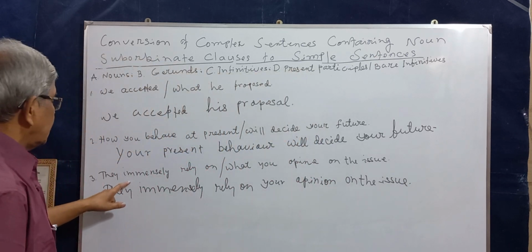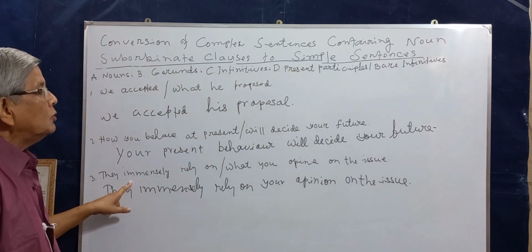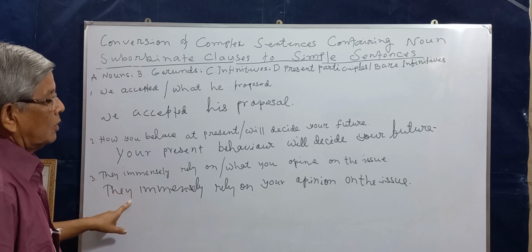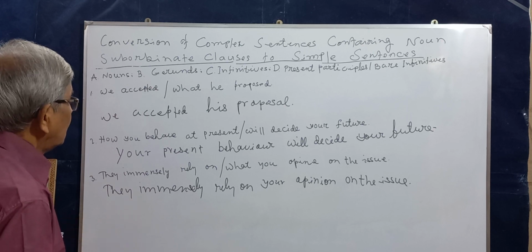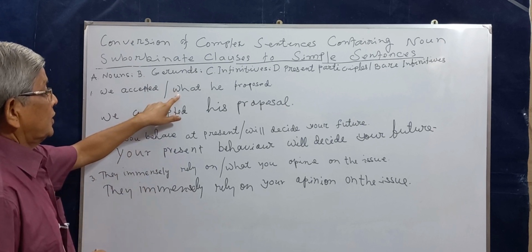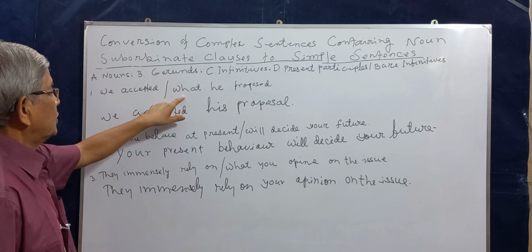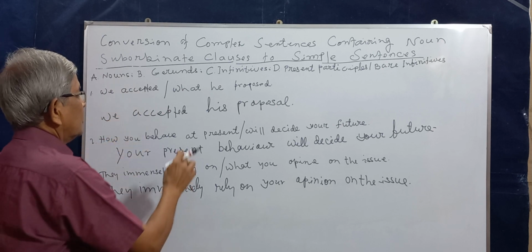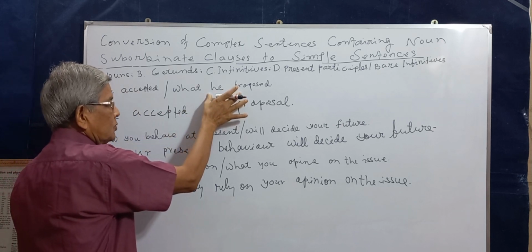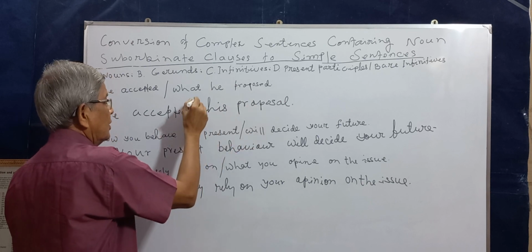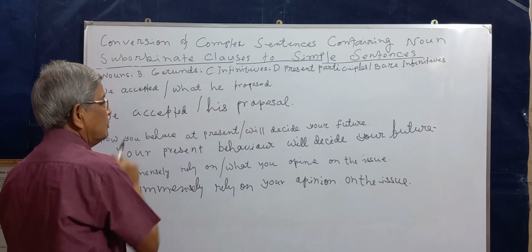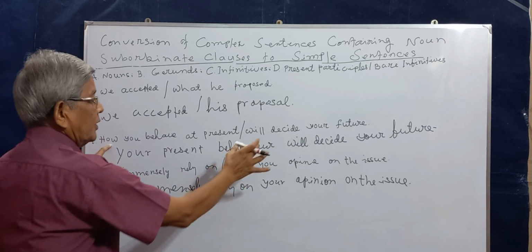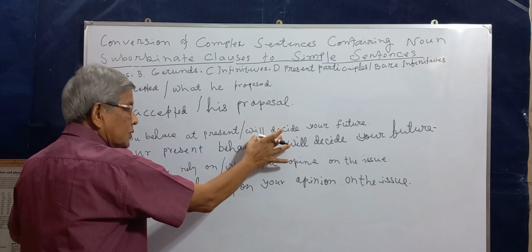The complex one is: they immensely rely on what you opine on the issue. The simple one: they immensely rely on your opinion on the issue. Notice that here in the complex sentence, this subordinate clause is the object of the verb in the principal clause. Similarly, in the simple sentence, this clause, changed into a noun phrase, is the object of the same verb.